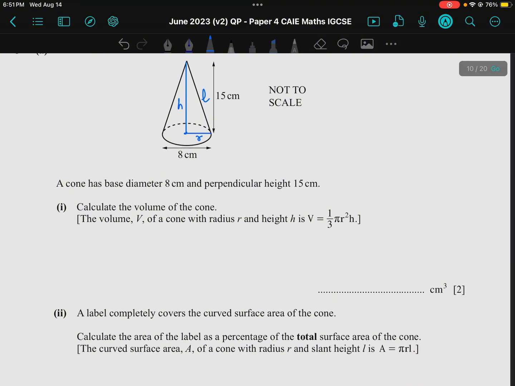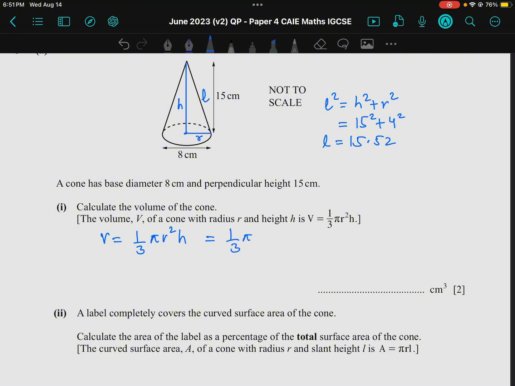So to find the slant height, we use the formula L square is equal to h square plus r square, Pythagoras theorem. So h is given as 15 and r is half of it, which is 4 square. Put this in your calculator. So you will be getting L is equal to 15.52.